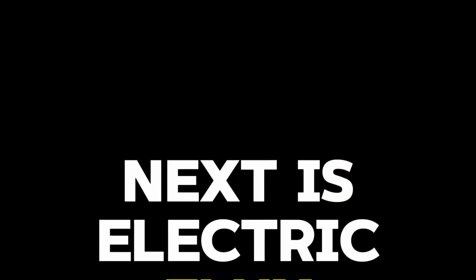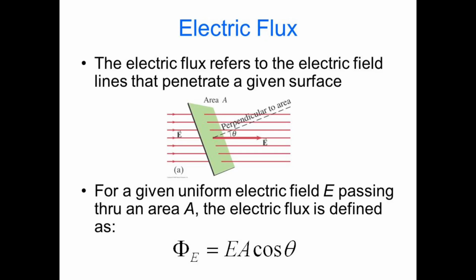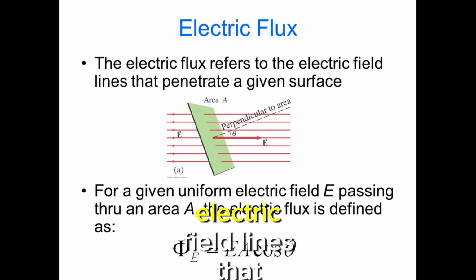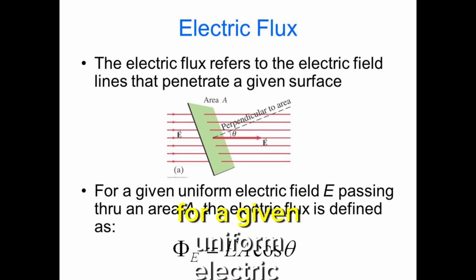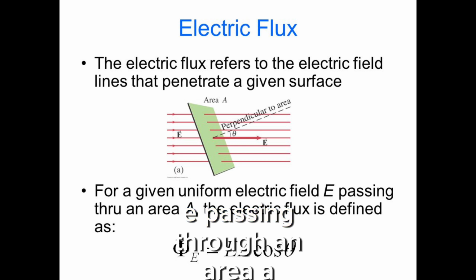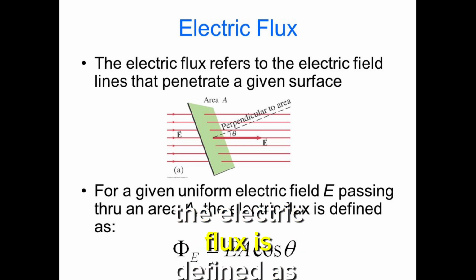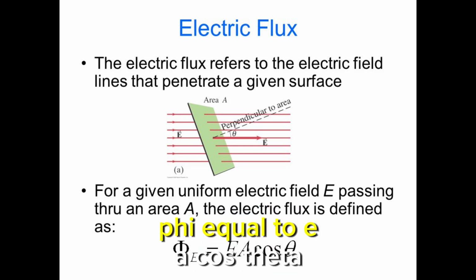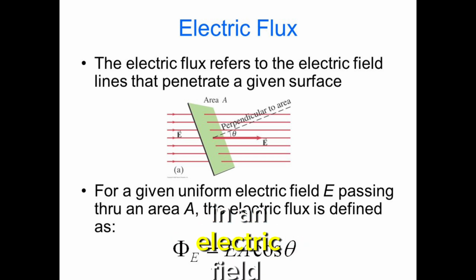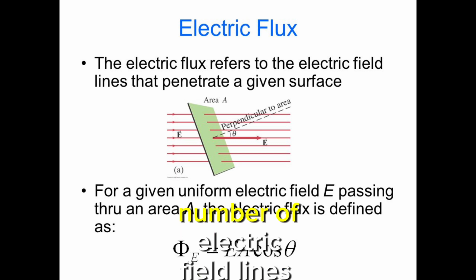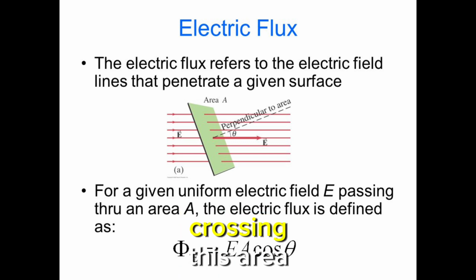Next is electric flux. Electric flux refers to the electric field lines that penetrate a given surface. For a given uniform electric field E passing through an area A, the electric flux is defined as phi equal to EA cos theta. Electric flux over an area in an electric field represents the total number of electric field lines crossing this area.